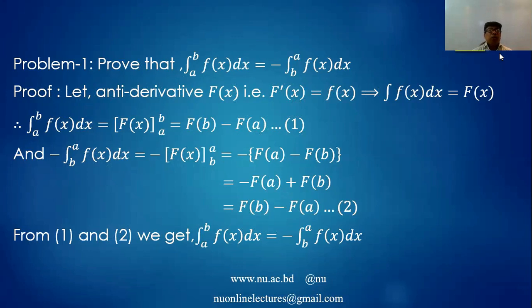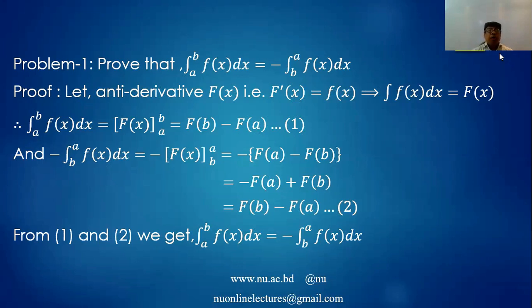Problem number one. Prove that the integration from a to b of f of x dx equals minus the integration with the limits changed, from b to a, of f of x dx. When the limits change, that is, if lower and upper are exchanged, the integration will be negative. This is our problem. Okay, let's start.